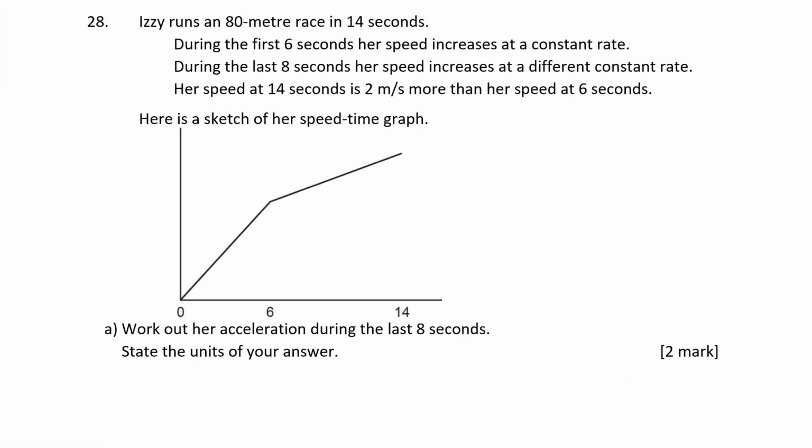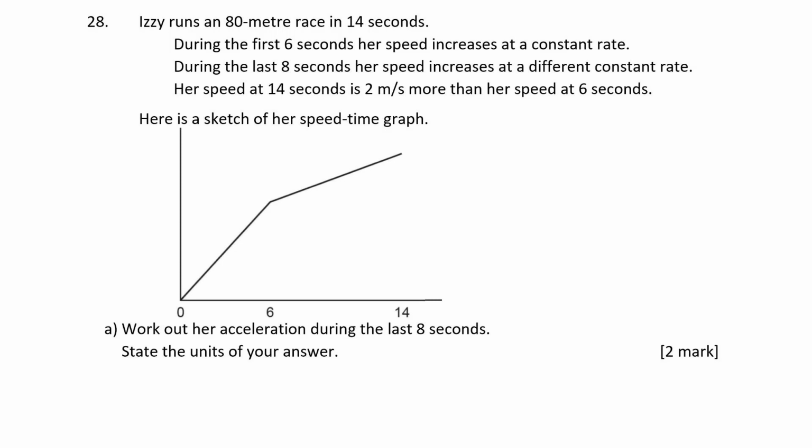Question 28. Izzy runs an 80-meter race in 14 seconds. During her first 6 seconds, her speed increases at a constant rate. During her last 8 seconds, her speed increases at a different constant rate. Her speed at 14 seconds is 2 meters per second more than her speed at 6 seconds. Here is a sketch of her speed time graph. And question 28a says, work out her acceleration during the last 8 seconds.